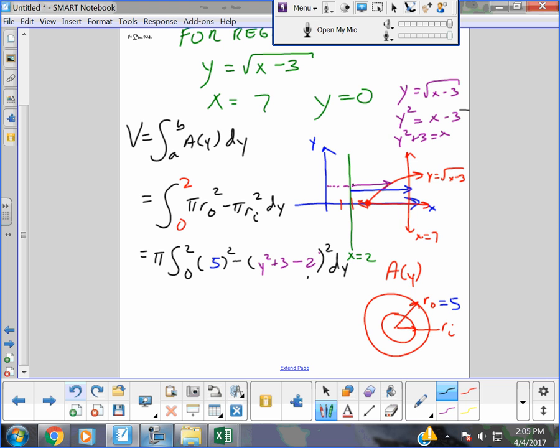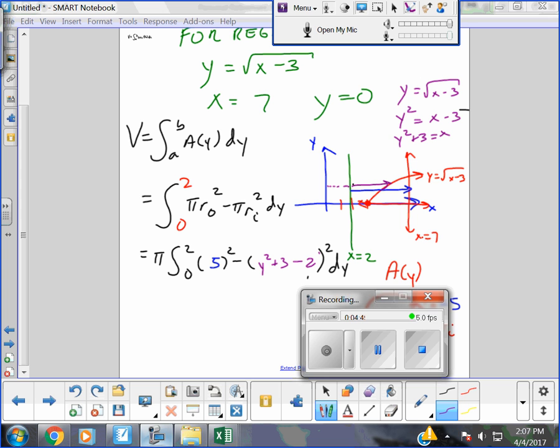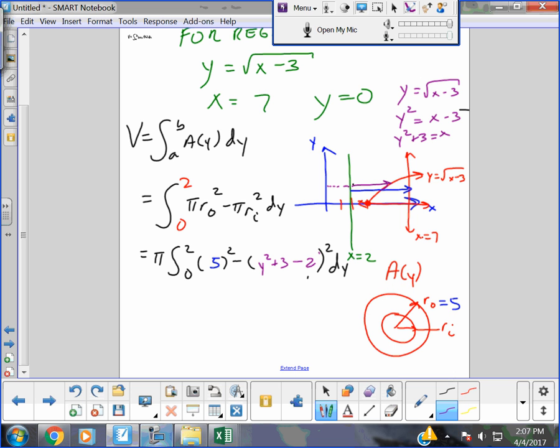I also could type this into my TI calculator and get an answer. So I'm going to pause and do that. So everybody, I put it in my calculator. I tell my fraction to go to my decimal to go to a fraction, and I get 544 over 15 pi. That's my volume. So no matter that, we are done. If this is a test thing, we can just stop.